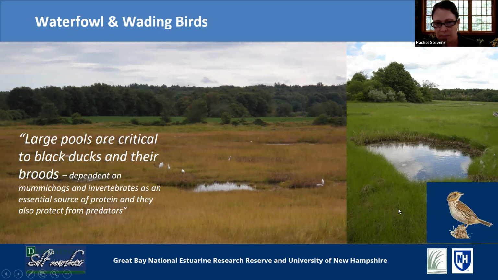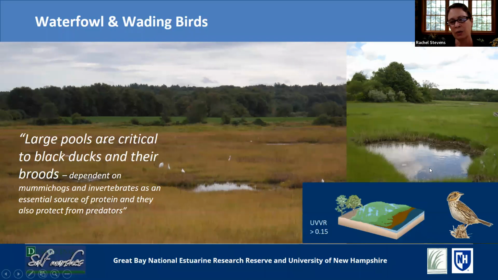But again, circling back and acknowledging that of all these species of birds I've just been talking about, the sparrow is the only obligate species, so it's definitely the most important. But when we did statewide, not every area jumps out as being important for sparrows. And also that you can have too much standing water on a marsh.